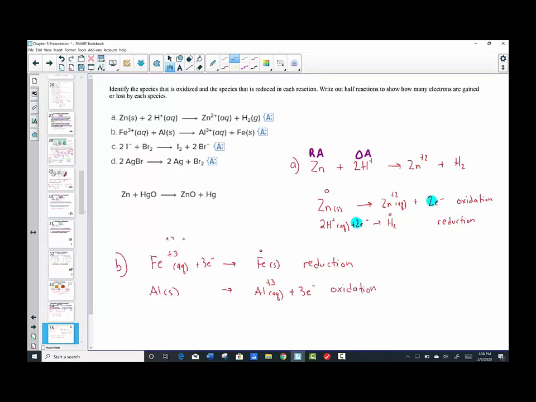Notice that a +3 and 3 negatives combine to give a 0. So that's what I'm doing. I'm balancing the charge. The aqueous ions will always have the electrons with them.